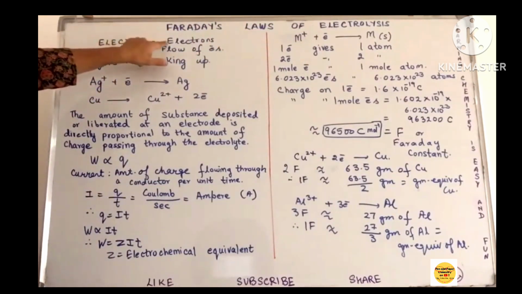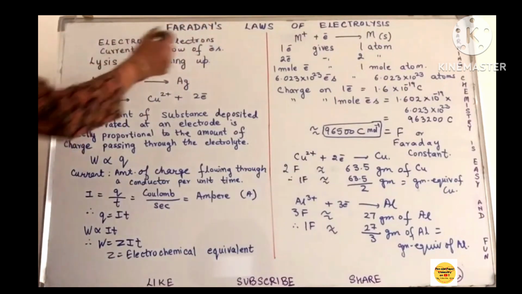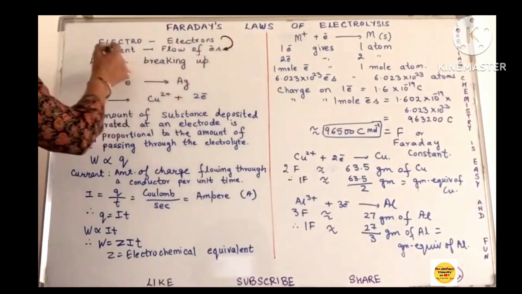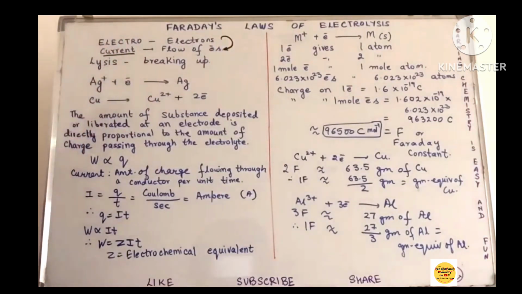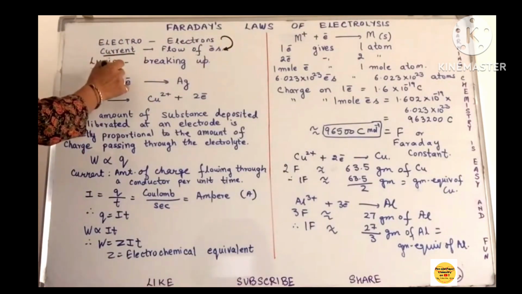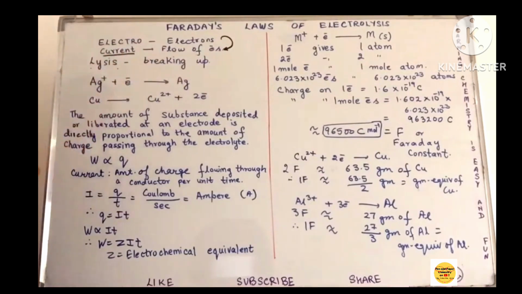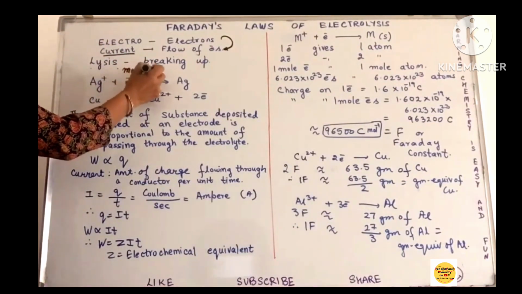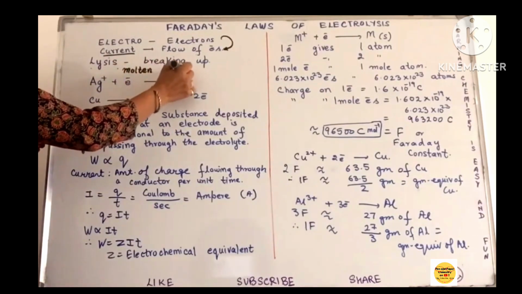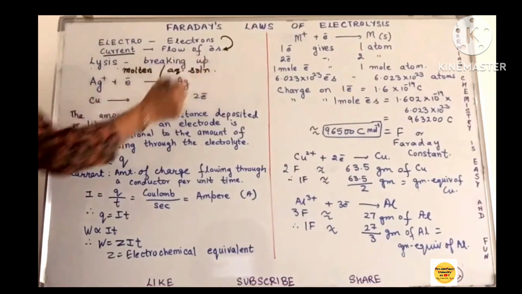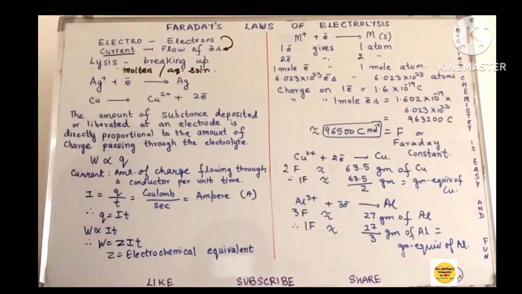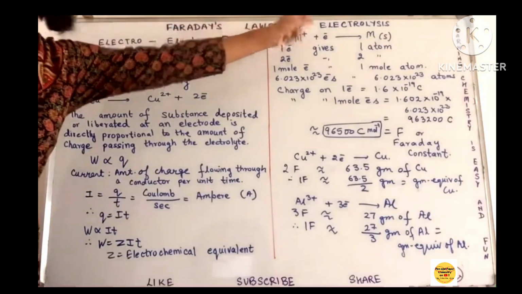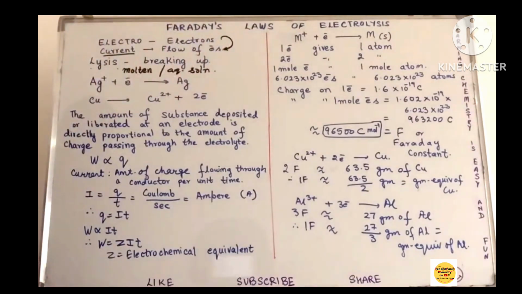Electro comes from the word electrons, and the flow of electrons generates what we call electric current. Lysis, on the other hand, means breaking up or breaking down. So, the breaking down of a substance when taken in molten state or in aqueous solution form on the passage of electric current through it is what we call electrolysis.